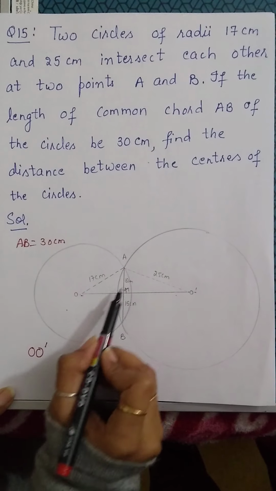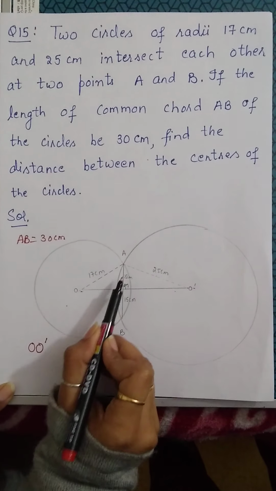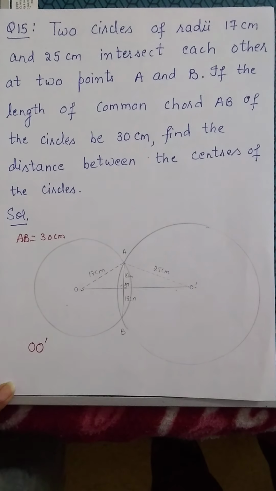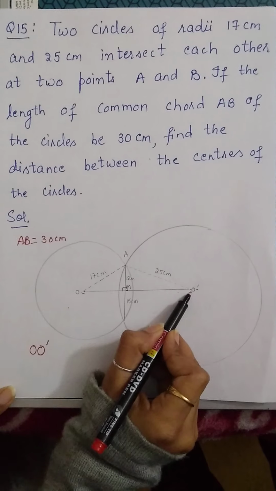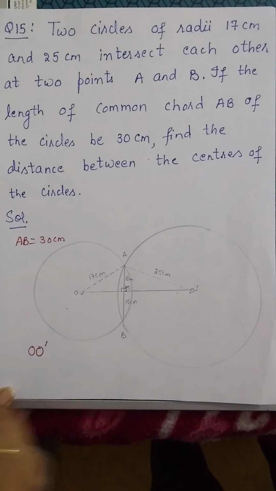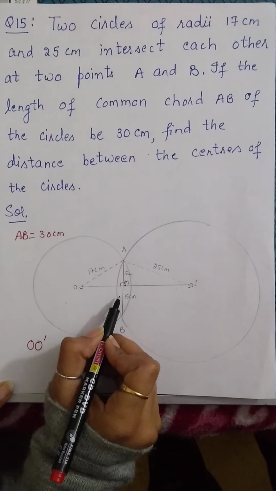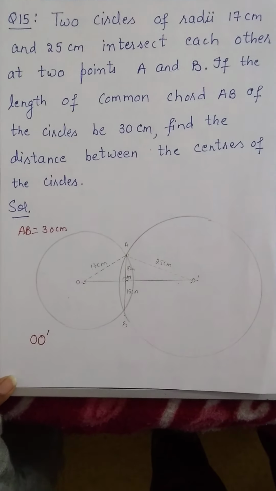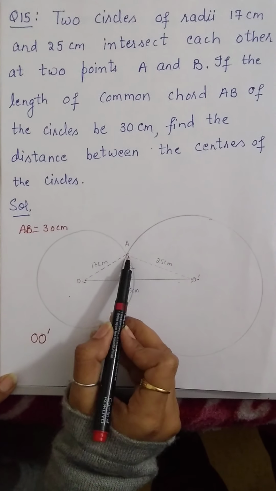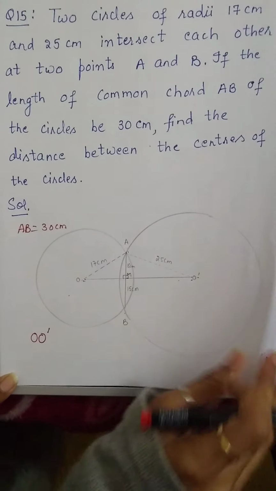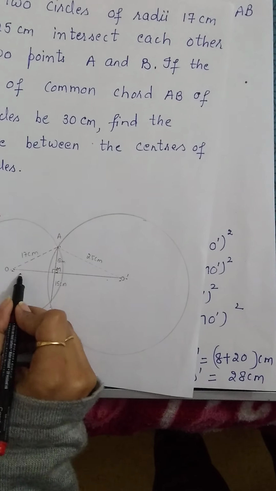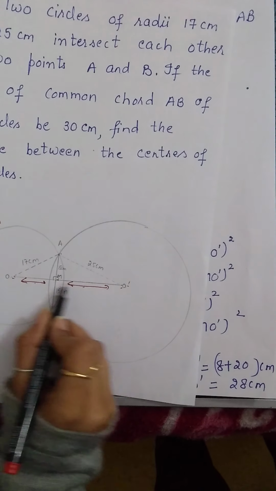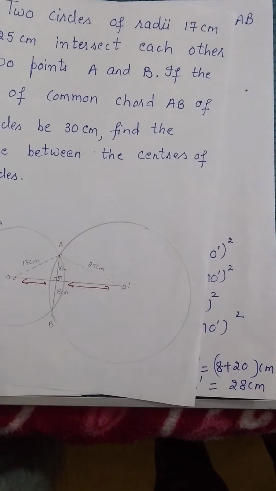So if you can see, for this circle, AB is acting as a chord, and the line segment from the center to the chord is the perpendicular bisector. Similarly, for the bigger circle also, AB is acting as a chord, and with the same reason we can say this line segment AM is 15 centimeter. Now if you take triangle AMO and triangle AMO dash, we can find OM and O dash M. Then adding both the sides, we can get the value of OO dash.